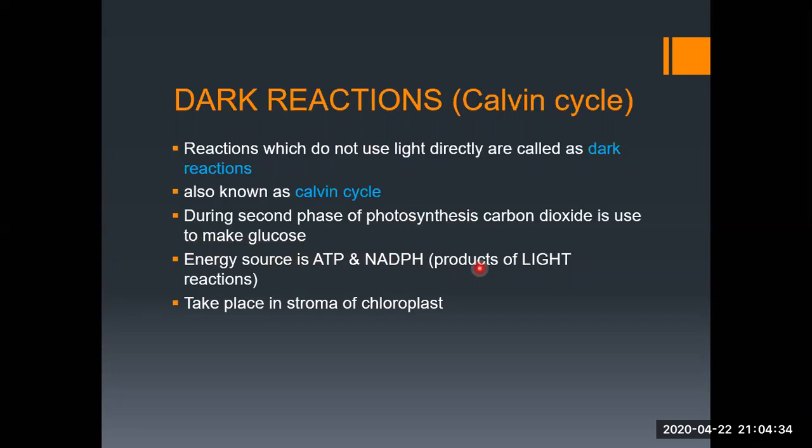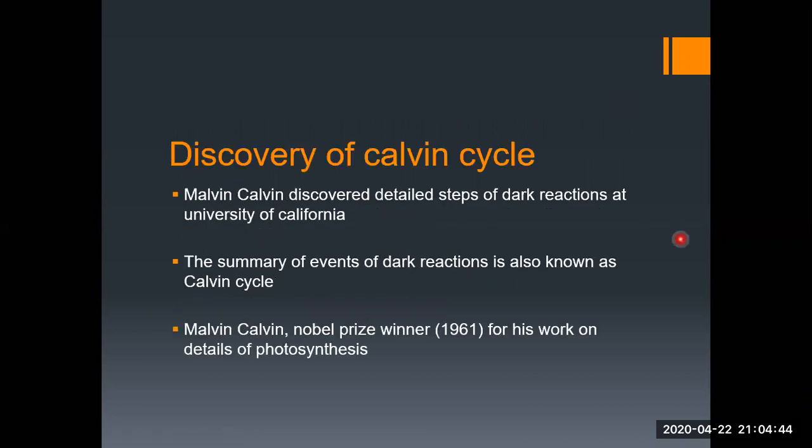Another important point, do not forget it in any case, is that dark reactions always take place in the stroma of chloroplast. What next is, who discovered that cycle? Who discovered the Calvin cycle basically? Melvin Calvin. He discovered the detailed steps of dark reactions at the University of California. The summary of events of dark reactions is also known as Calvin cycle. Melvin Calvin was awarded the Nobel Prize in 1961 for his detailed work on photosynthesis.